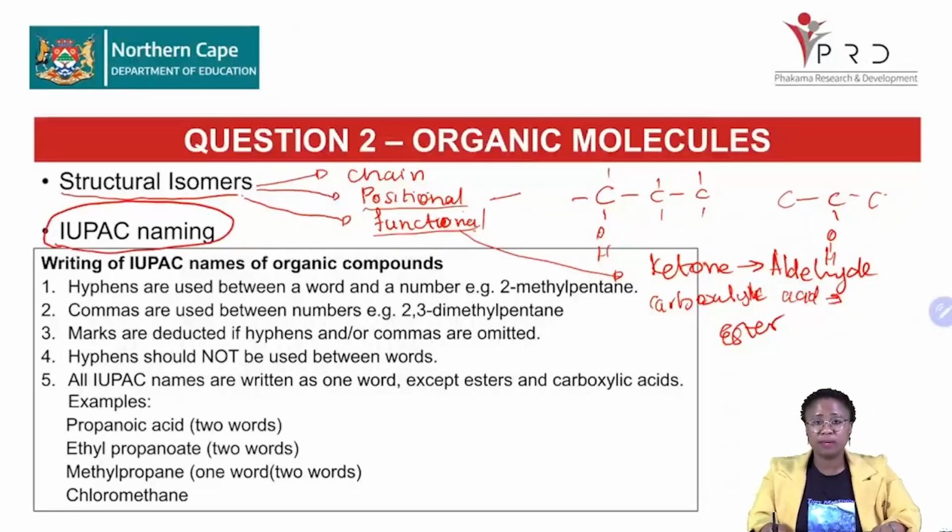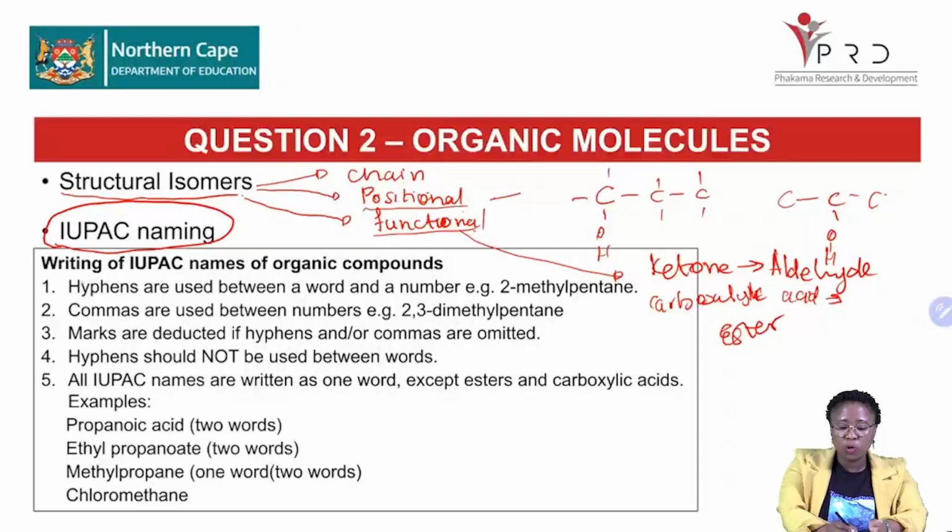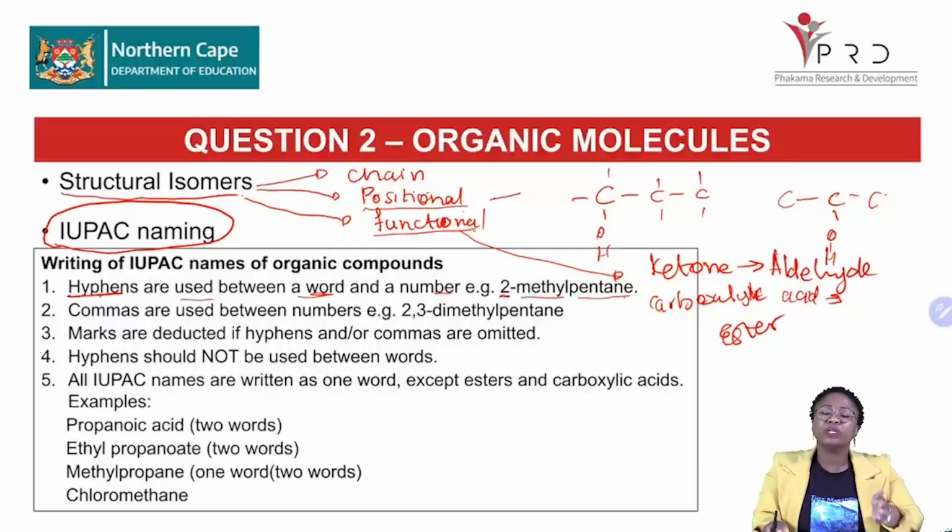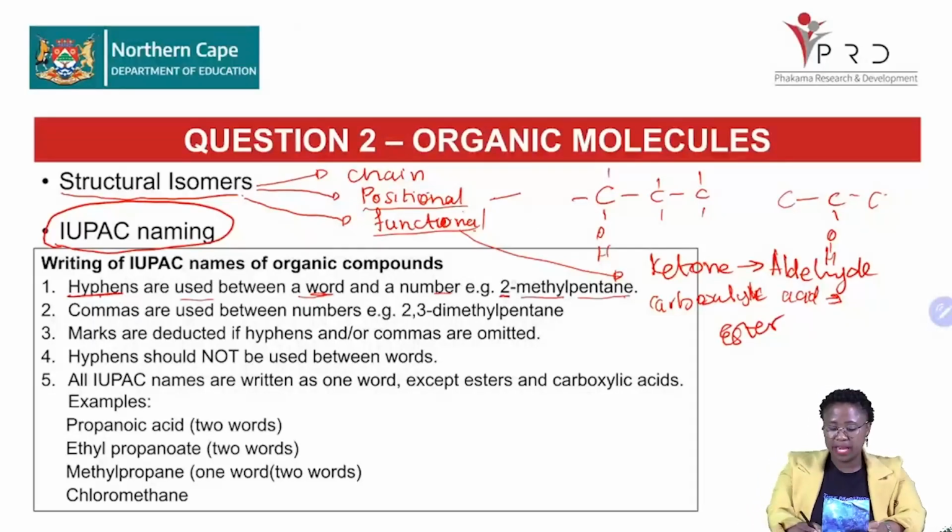What is it that you must remember here? Your IUPAC naming is normally 3 marks. It's very much important that you remember the rules of IUPAC naming. We are not going to waste time to go through how to do the IUPAC naming. Please make sure you go back and look at those rules. But however, there are some few tips that I would like you to remember when you are dealing with IUPAC naming. You must remember that the hyphens are used between the word and the number. As you can see here, I have a number, which is 2, and then I have methyl pentane. Between the number and the name, there must be a hyphen. There is your hyphen there. Very much important to remember.